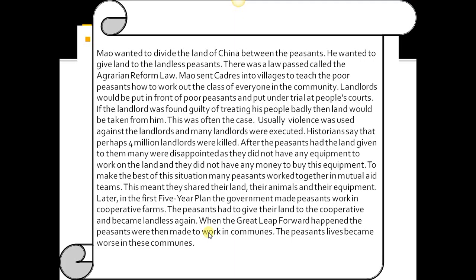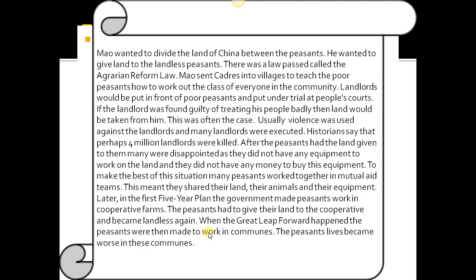Later, in the 5-year plan, the government made peasants work in cooperative farms. The peasants had to give their land to the cooperative and became landless again. When the Great Leap Forward happened, the peasants were then made to work in communes. The peasants' lives became worse in these communes.